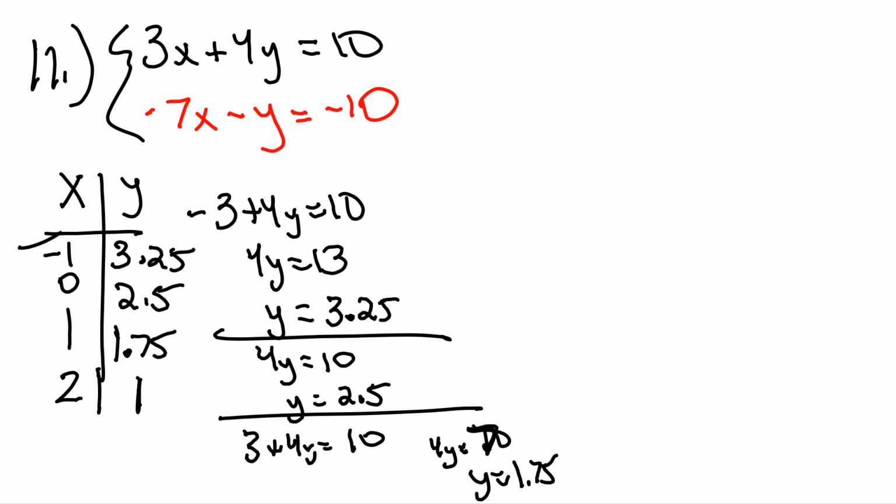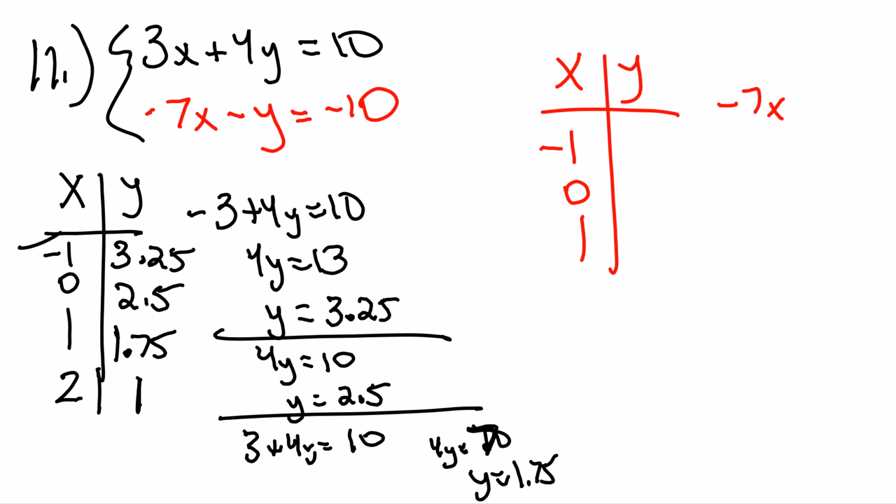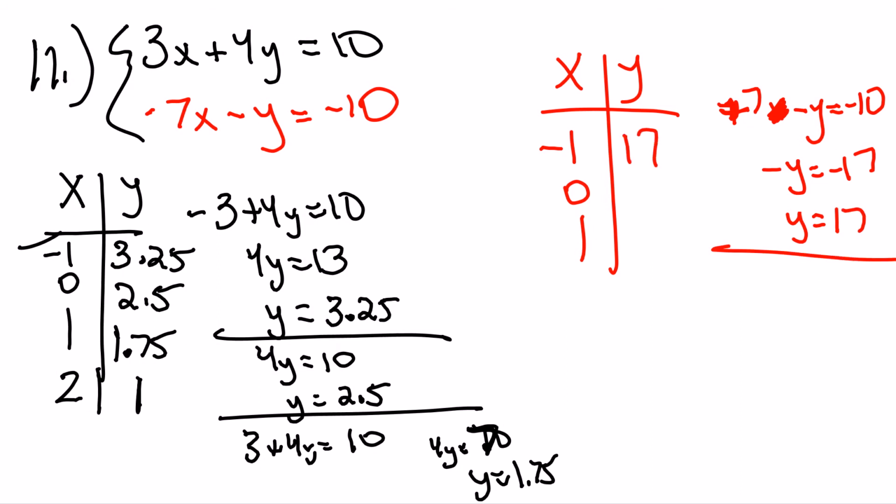Alright, the second xy chart. I have negative 1, 0, and 1. I'm going to plug in negative 1 first, so I get minus 7x minus y equals minus 10. I don't have minus 7x. It's positive 7 because I'm plugging in negative 1. And then I subtract 7 from both sides. I get negative y equals negative 17. So y equals positive 17. Now I plug in 0. I get minus y equals minus 10. So y equals positive 10.